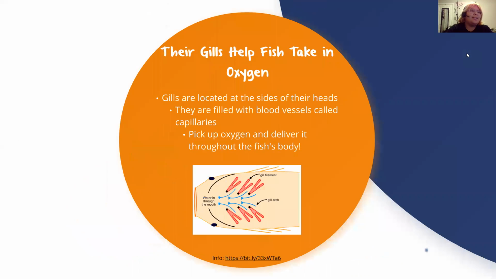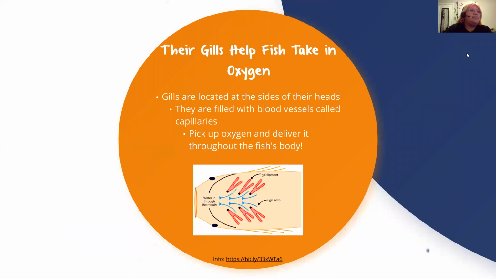Now we're going to learn about their gills. Their gills help fish take in oxygen. So gills are located at the sides of their heads, and they're filled with blood vessels called capillaries. And they pick up oxygen and deliver it throughout the fish's body. So you see here, these are the little fin gills, and right in between them are the capillaries.